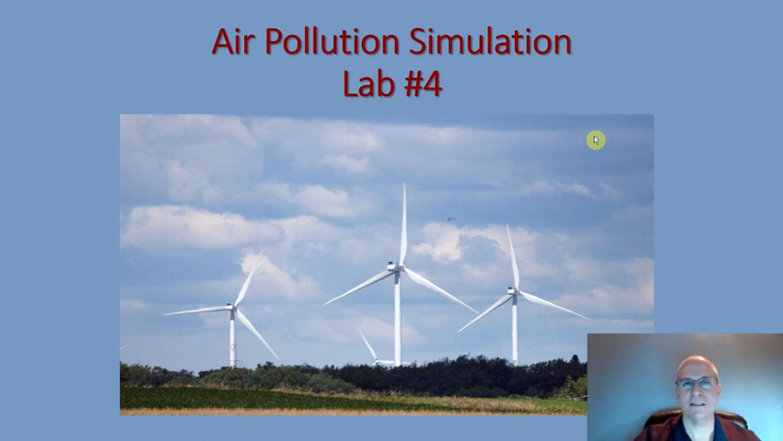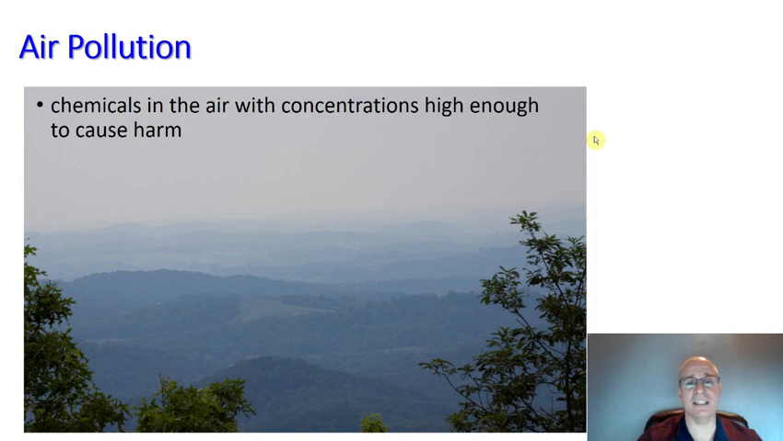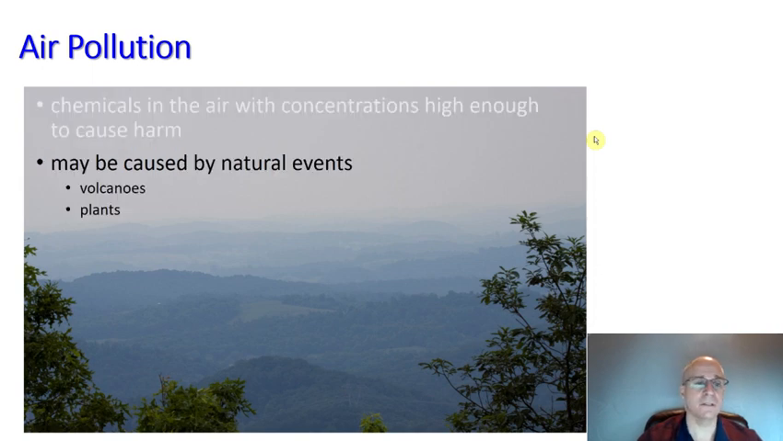I'm recording this little video to give you some background information and a little bit of context for completing Environmental Biology 120 Lab number 4, which deals with air pollution. So a little bit of background in air pollution. Air pollution can be defined as chemicals in the air in concentrations that are high enough to cause harm.